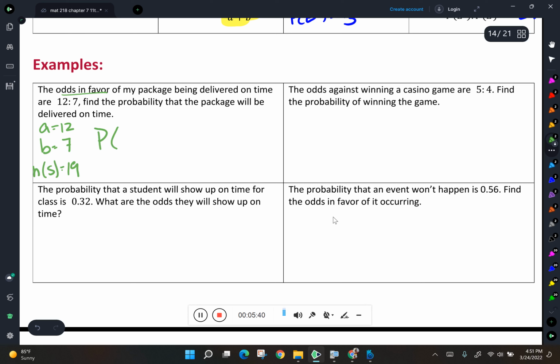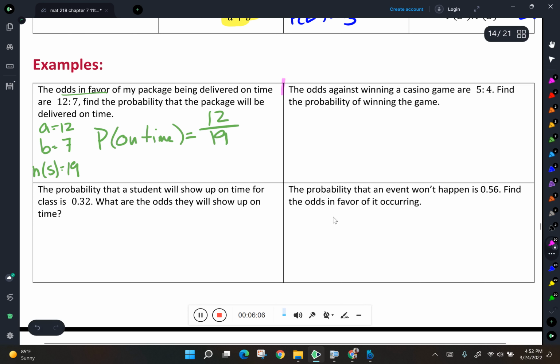So then the probability of A, or if we want to write it out with the words from the problem rather than using that A, the probability of on time would then be the 12 ways to be on time out of the 19 ways in the sample space. All right. This next one we're going to do over here in the upper right.